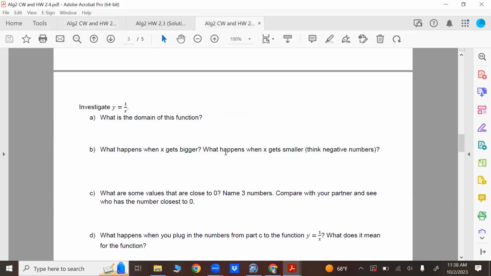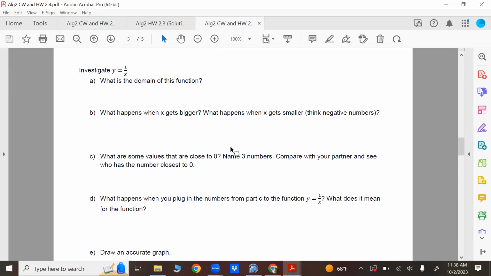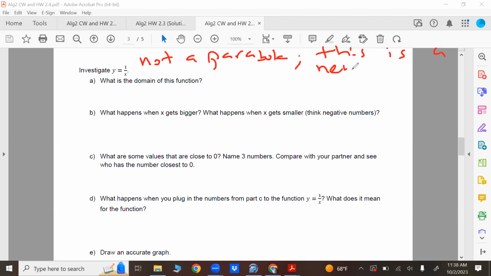All right, so you're going to be investigating a function. Now, just so you know, this is not a parabola. Okay, guys, quiet, please. Thank you. This is not a parabola. This is a new type of function for you guys. 1 over x is called a rational function, by the way.